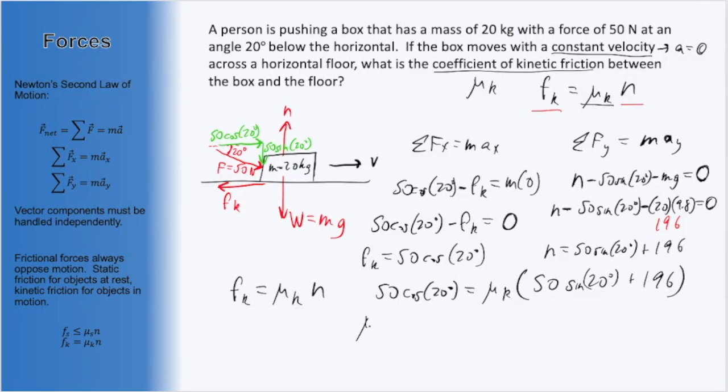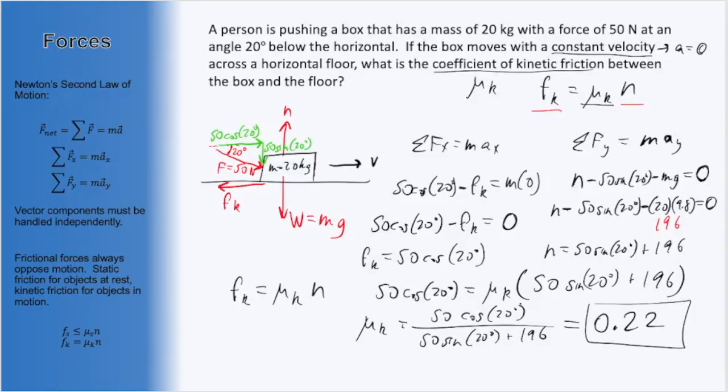To solve for the coefficient of kinetic friction, we would need to divide by that whole parentheses. So 50 cosine 20 degrees divided by that 50 sine 20 plus 196, and we can calculate what that would give us. In this case, we find that the coefficient of kinetic friction is about 0.22. And these coefficients of friction have no units.